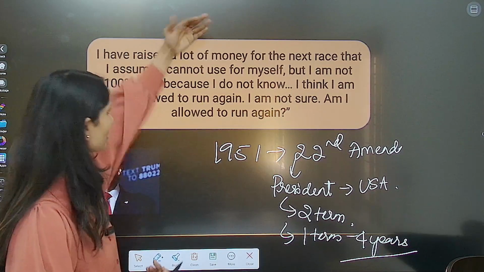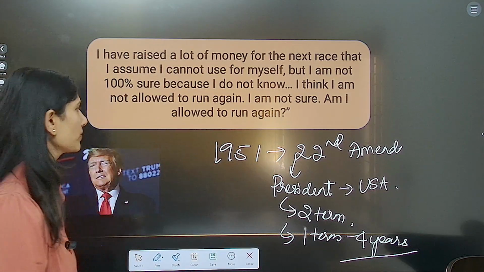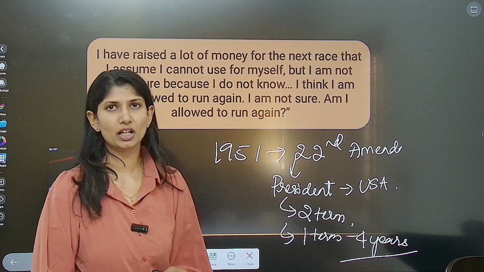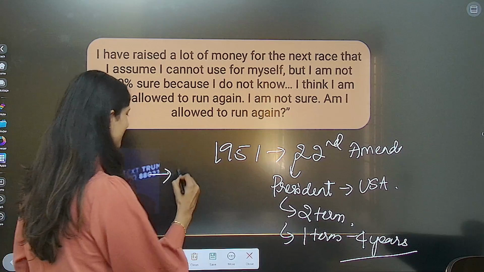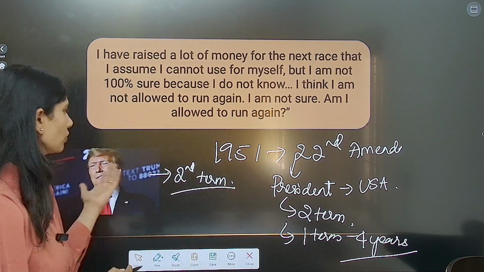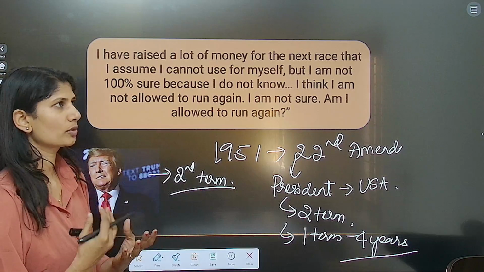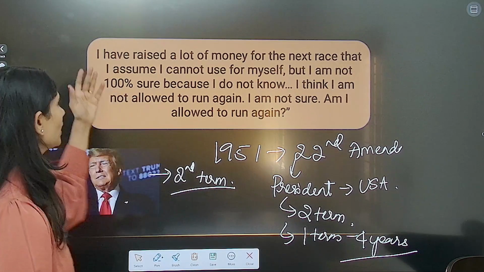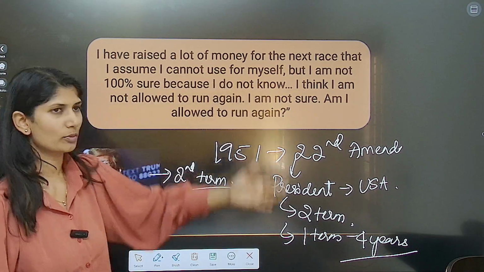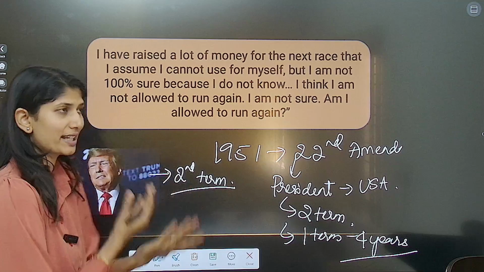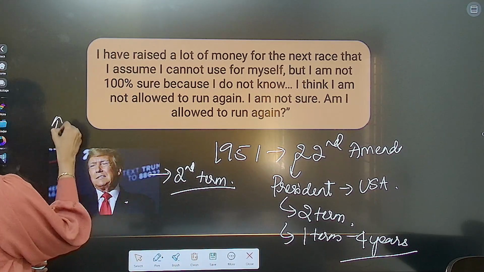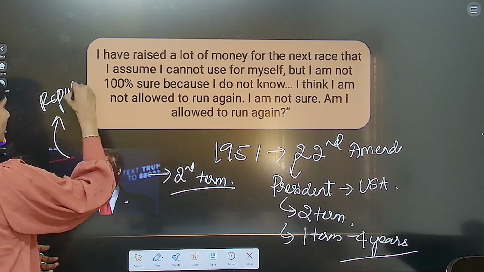Now why is this topic again coming into the news? Because the current president of the United States of America, Donald Trump, is already on his second term. You know how Donald Trump is, his quotes are rather informal in nature. Look at this. I have raised a lot of money for the next race. I assume I cannot use that for myself because there is a limitation on running for more than 2 terms. He also claims that he speaks to the Republicans.